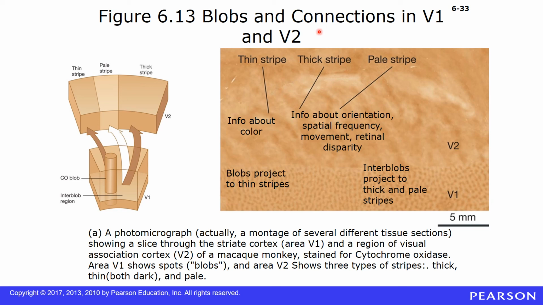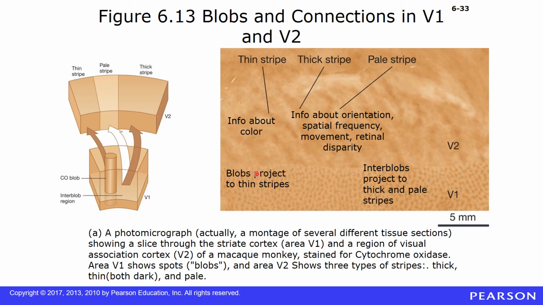So these blobs are connected from V1 to V2. We can see here that the cytochrome oxidase blobs are inputting to a layer of V2 referred to as thin stripes, whereas the interblob regions, the regions outside of the blobs, have neurons that are projecting axons to V2 pale stripes and thick stripes.